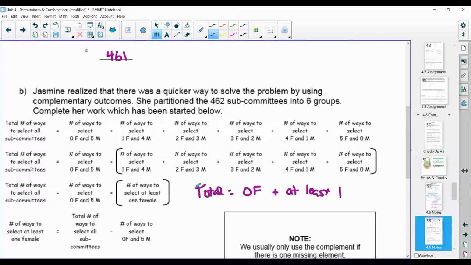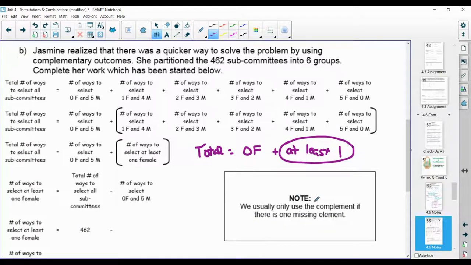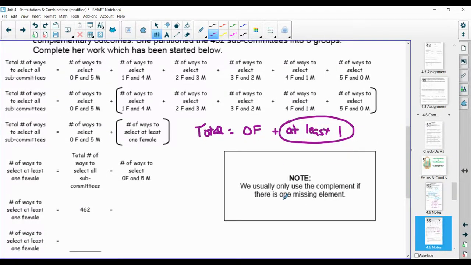And so if we take the total number of females and we subtract the ways that there's no females, that's going to give us what we want right there. Now, this only works when we're dealing with 1 missing element. So at most, and at least questions, we're looking for only 1 missing element.